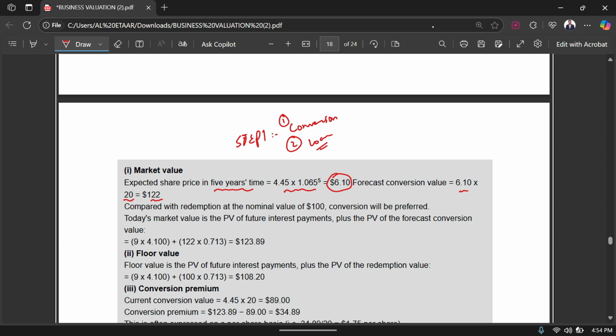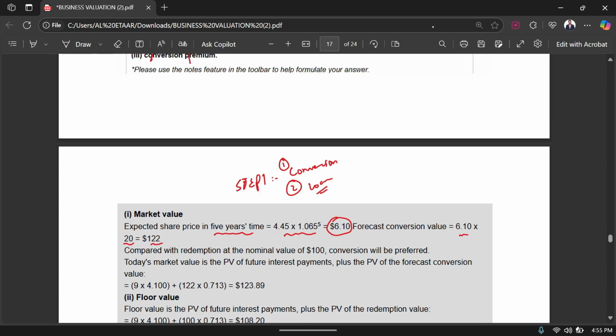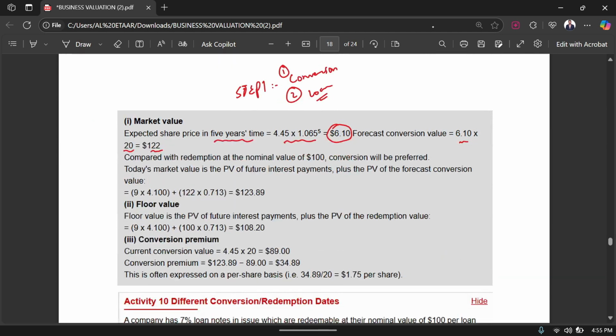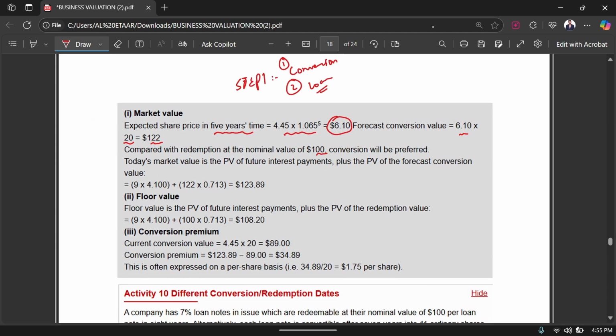Okay. Now let's compare this with the redemption. If I don't go for the conversion option, then what am I going to get in terms of redemption? So let's see what they were saying about the redemption. They were saying that it is redeemable at its nominal value. That means the loan note is going to be redeemable at its nominal value of $100. That's it. So I'm going to get $100 after 5 years if I go for the redemption, and if I go for the conversion, then I'm going to get 122. So any rational investor will go for this option because obviously he's getting more return from it, right?